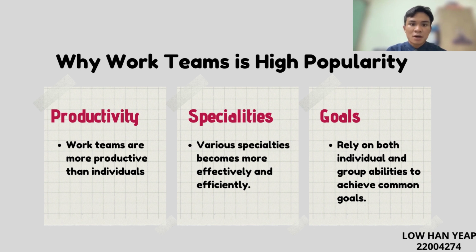Next, specialties. Work teams are comprised of individuals from various specialties in order for organizations to compete more effectively and efficiently, utilizing their employees' talents better. Lastly, considering that in a capitalist system all companies must compete, it's not surprising that there has been a peak of teamwork at the sacrifice of individual work. However, work teams do not discredit individuals and instead rely on both individual and group abilities to achieve common goals.